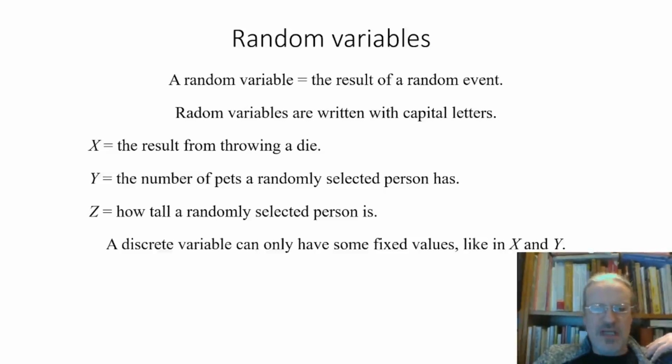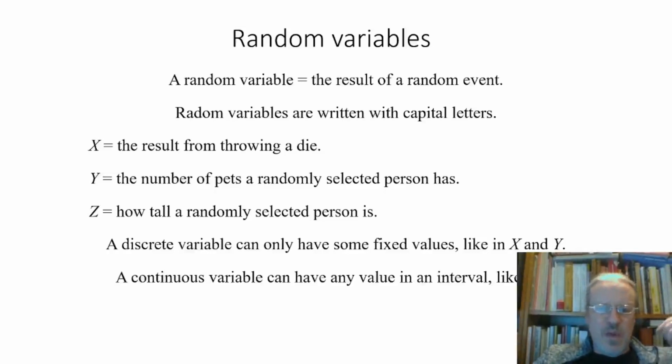A bit of revision here. A discrete variable can only have fixed values, like X and Y, right? X could only have particular values. Y also could have only particular values, whilst the continuous variable can have any value in an interval, like Z. When you grow, you don't suddenly grow from 157 to 158 and so on. You have all the values in between also, even if we just write down the values to, say, the nearest centimeter.